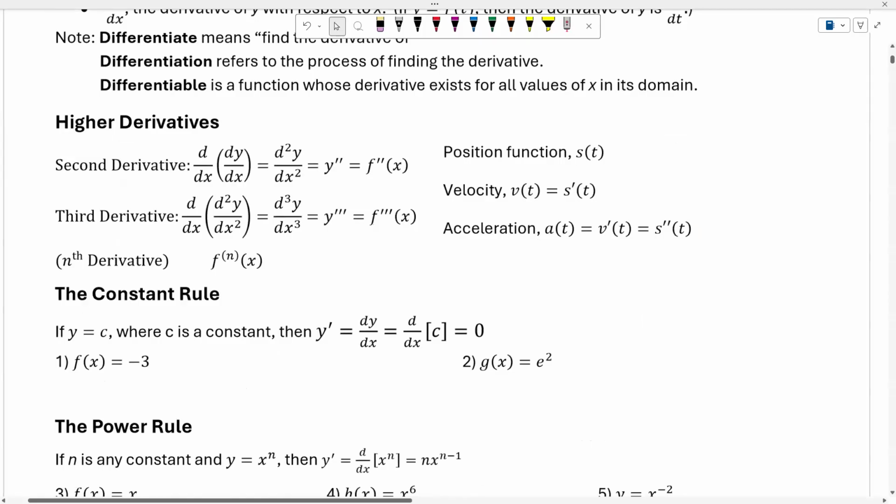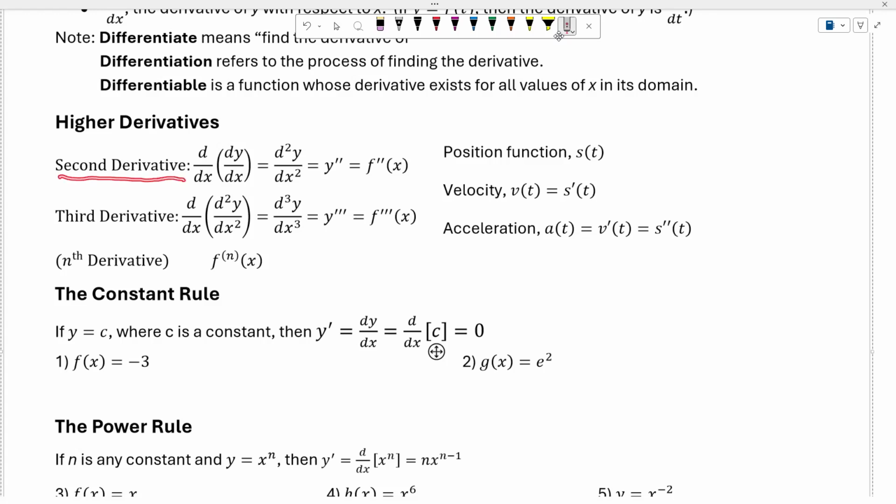We also need to talk about the higher derivatives. When we talk about the second derivative, what does this mean? It means that we have a first derivative, and then if we take the derivative of the first derivative, this becomes the second derivative. The notation will be d squared y over dx squared, or we're using y double prime or f double prime of x. Then if we take the derivative of the second derivative, it becomes the third derivative. Sometimes we use y triple prime, f triple prime of x.